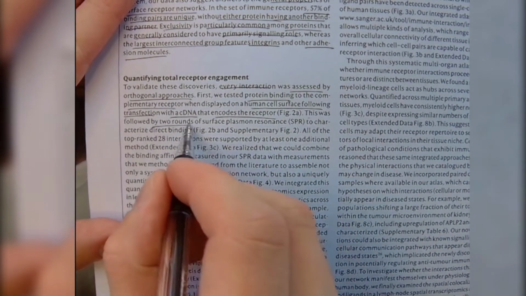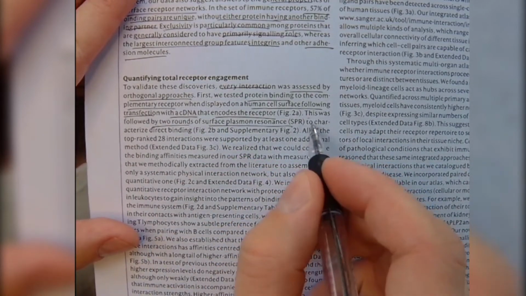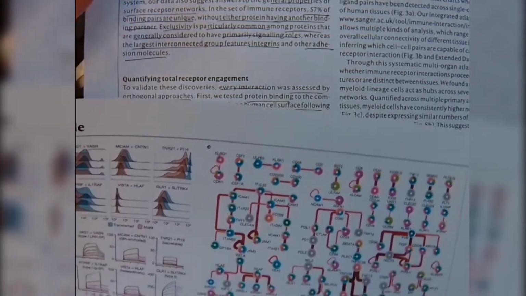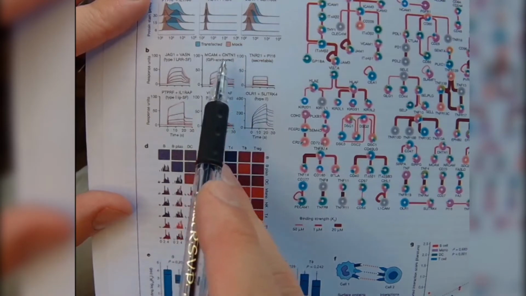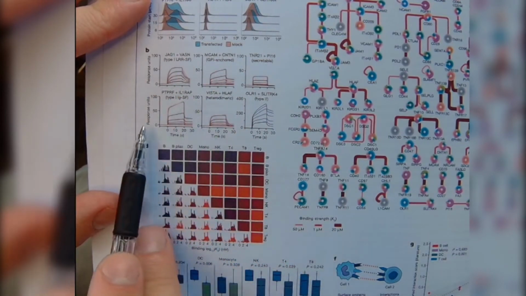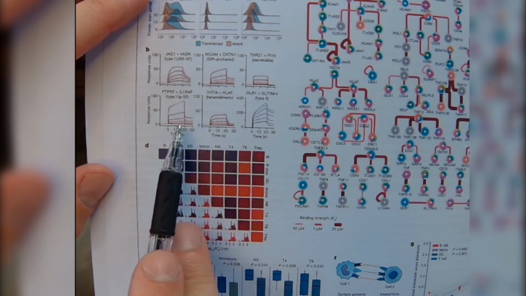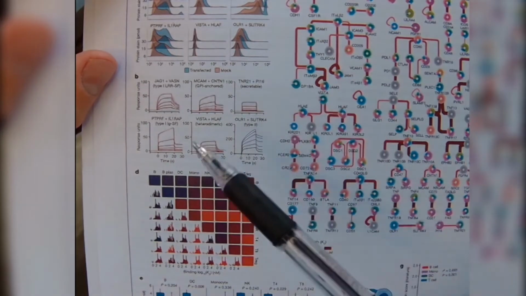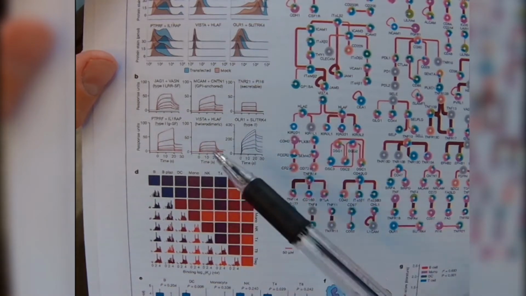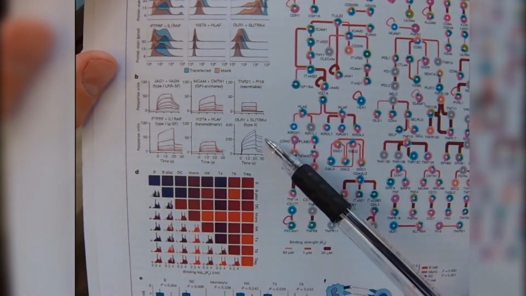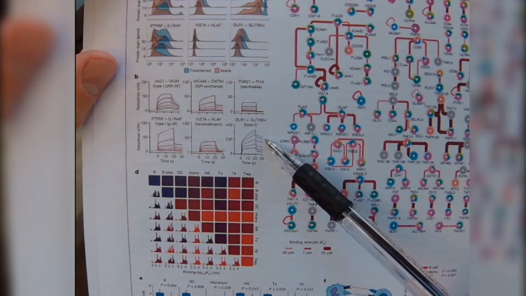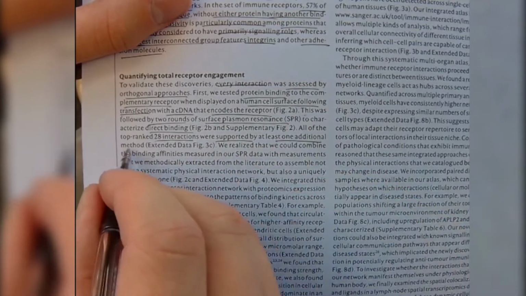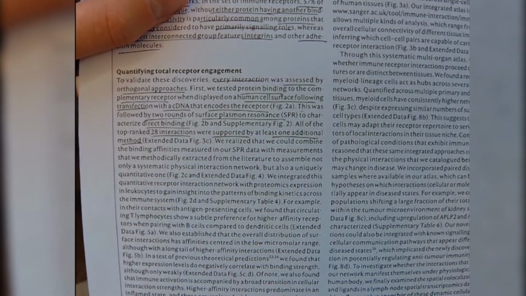"This was followed by 2 rounds of surface plasmon resonance to characterize direct binding, shown in Figure 2b and supplementary Figure 2." So the surface plasmon resonance shows response units on the y-axis as a measure of seconds, again with these same interactions. For this data, the black is the actual data recorded, the red is the theoretical data, shown by Langmuir model fitting curves. "All of the top-ranked 28 interactions were supported by at least one additional method, shown in extended Figure 3C."